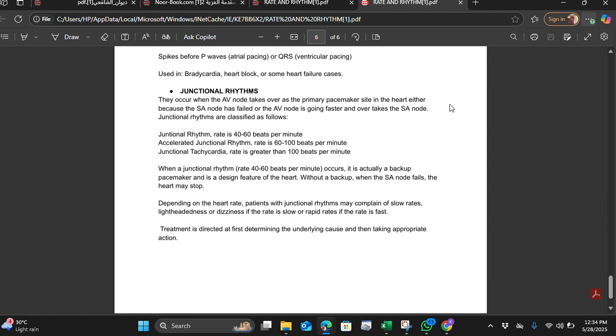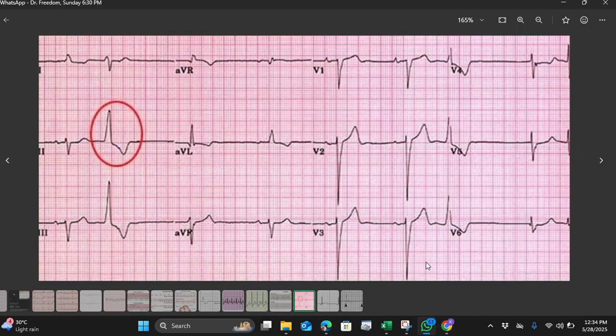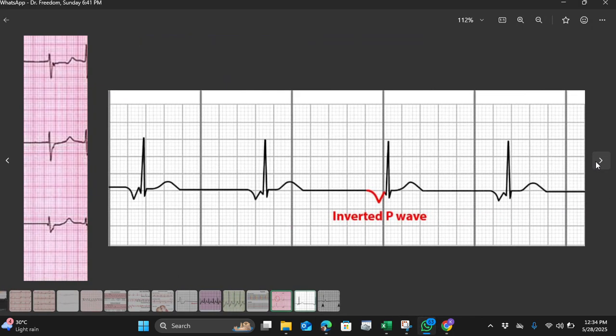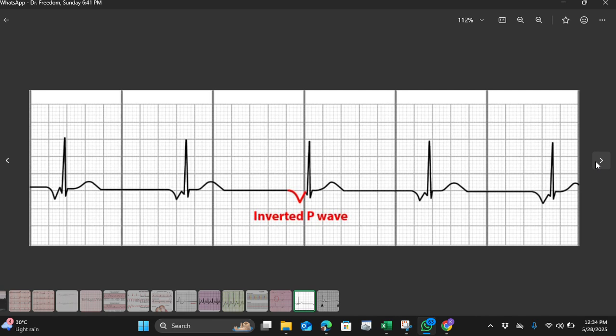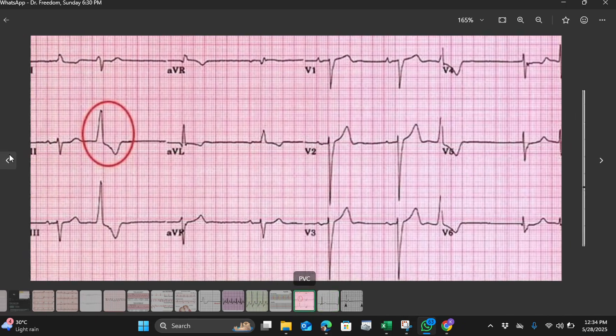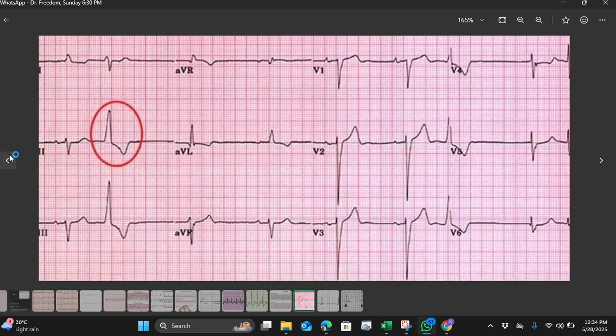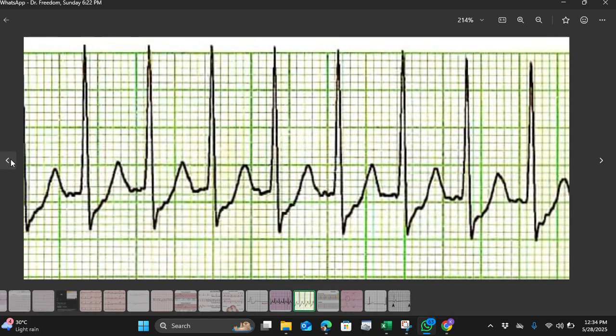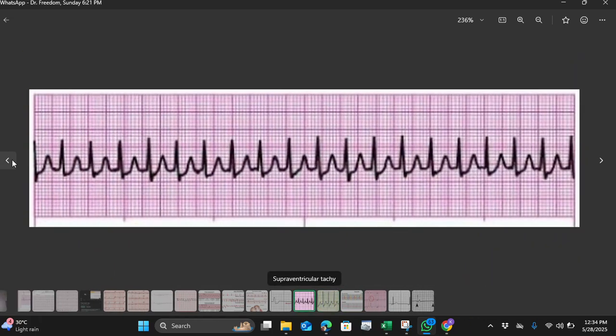AV node means atrioventricular. The AV node is in the atria, which is why you have to look at your atria for what is wrong, because that's where the problem is, which is why we have an inverted P wave here. For premature ventricular complexes, there are extra bits in the ventricles, so look at where we're having our issues: the ventricles, with an inverted T wave. Now let's look at our idioventricular rhythm.